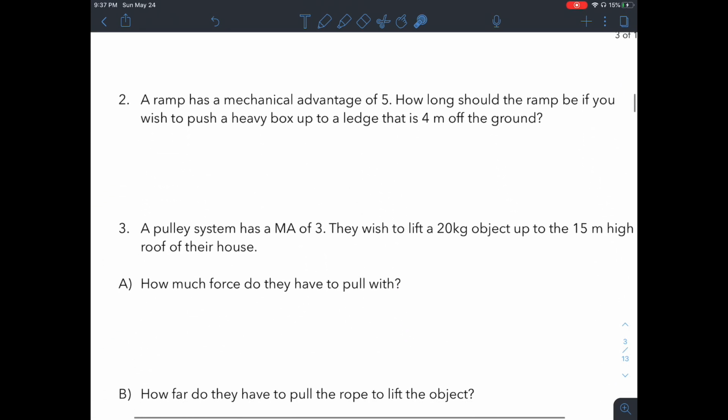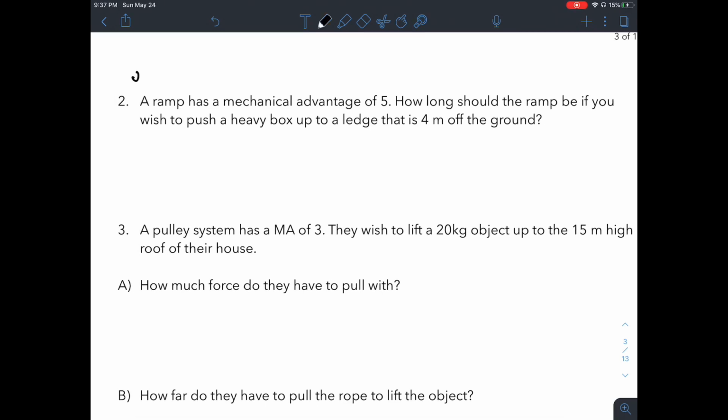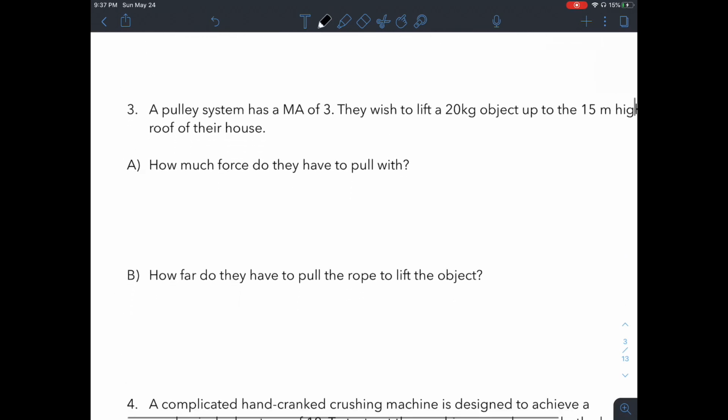Question number 2. This one is yours. You can have that one. Again, it's just a ratio. Go ahead, have fun. It's exactly the same idea. Okay. Question 3, let's do it.